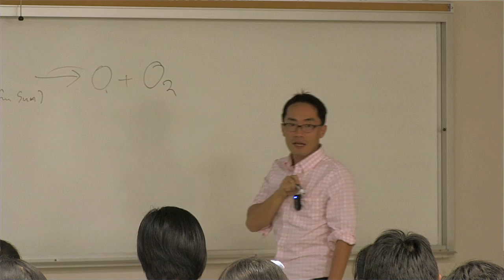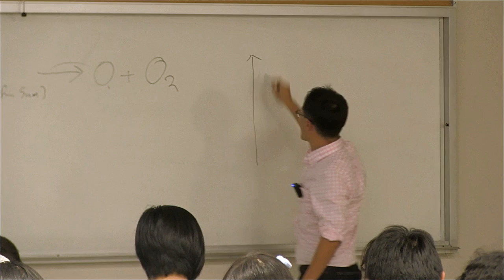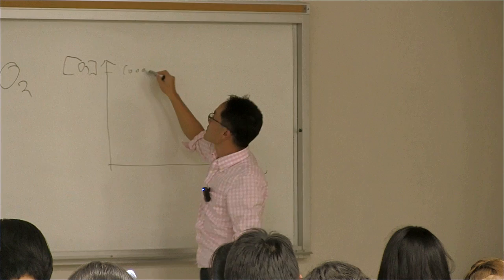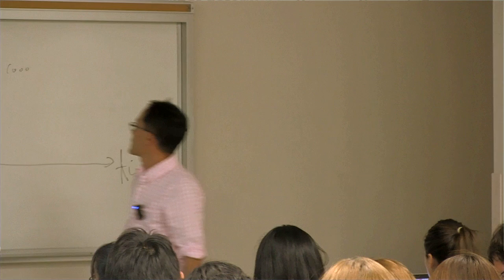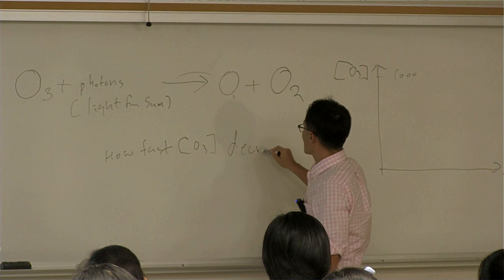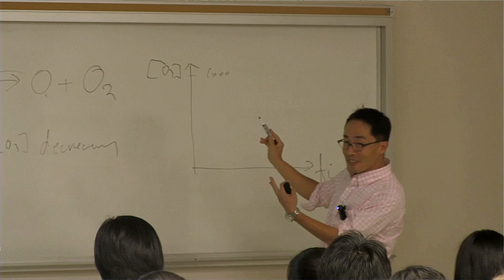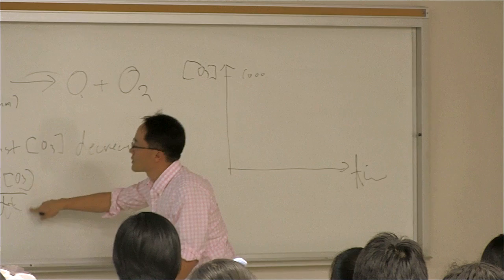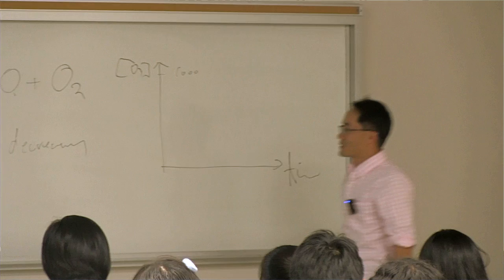Then let's think about time and the concentration of ozone, right? Let's say there are 1,000 molecules of ozone out here, and we want to know how fast the ozone concentration decreases. We scientists hate to write sentences on the board, so what we usually do is develop notation. So this is by definition the ozone concentration change over time. Then we can take this long sentence and make it a simple notation.